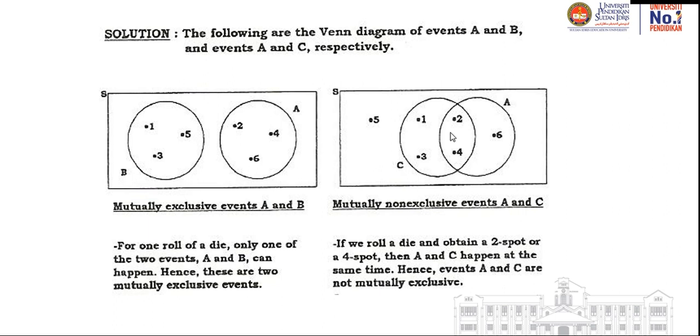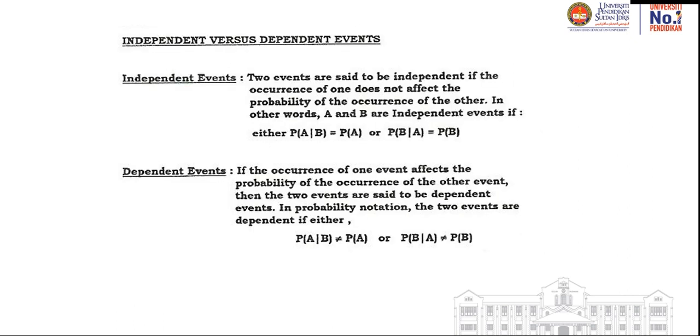And the right hand side here is the case of A and C, and we can see clearly that there is an intersection between events A and C, which is numbers 2 and 4 appearing in both event A and event C. That's why we can conclude that events A and C are mutually non-exclusive events, or non-mutually exclusive events.